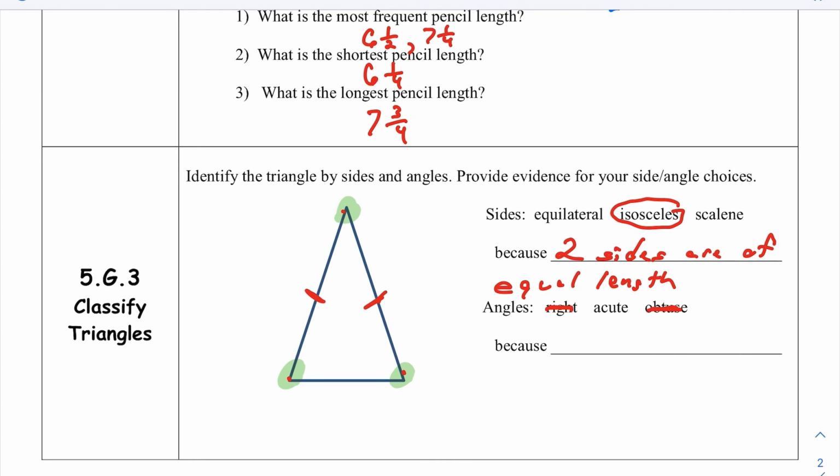Now, the reason I go in that order, I look for right and I look for obtuse, is what you'll notice when you're looking at triangles is all triangles have acute angles. But if you see a right angle, it's a right triangle. If you see an obtuse angle, it's an obtuse triangle. If you can't find either of those, then it is acute because all three angles have to be acute. So it's acute because all angles are acute.